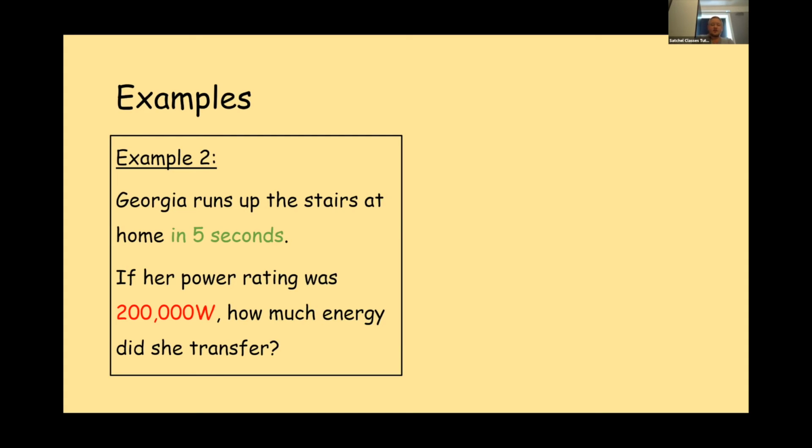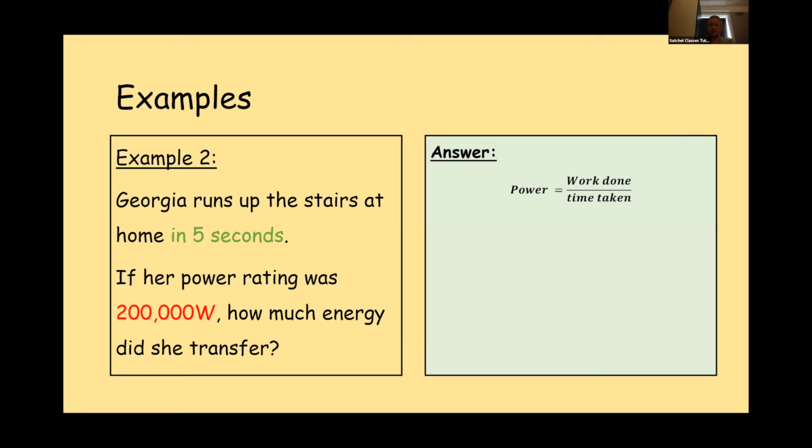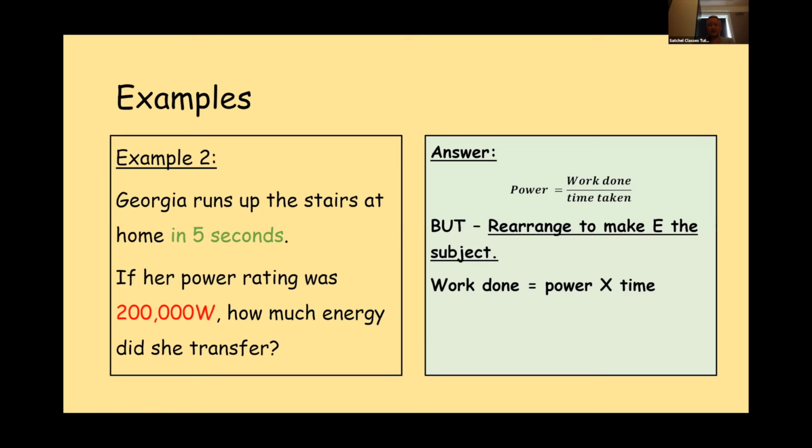Second example, Georgia runs up the stairs at home in 5 seconds. If her power rating was 200,000 watts, how much energy did she transfer? Again now, this question is asking not for the power, but for how much energy she transferred, which we know is equal to the work done. So in this case, we're going to use the same equation, power equals work done divided by time taken, but we're going to rearrange it to make work done the subject. Work done equals power times time. That means that I've got 200,000 watts of power times 5 seconds. So the work done is 1 million joules, or if you like, 1 megajoule.